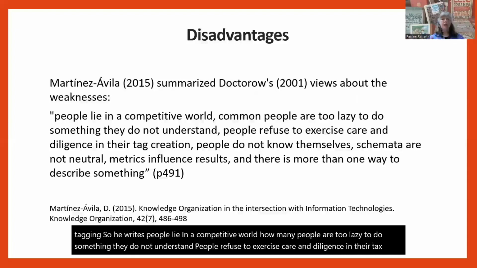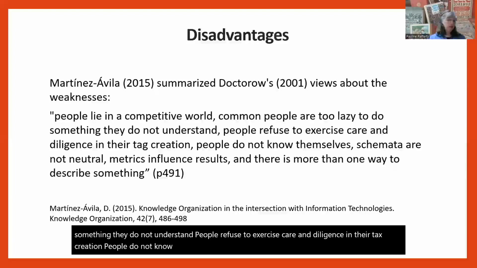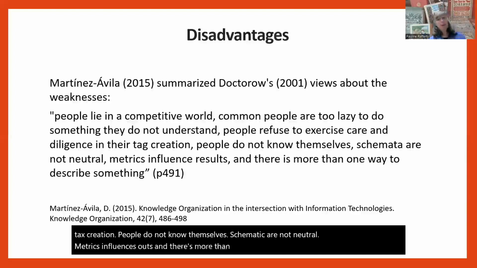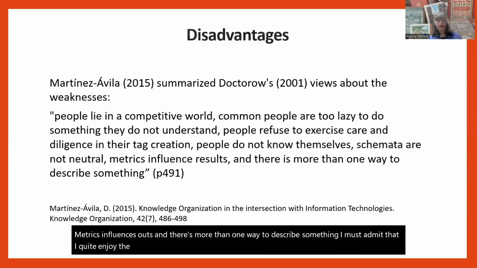People do not know themselves. Schemata are not neutral. Metrics influence results. And there's more than one way to describe something. I must admit that I quite enjoy the bluntness of this summary.